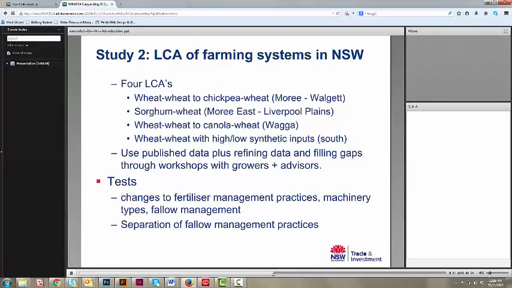This work was done by Sally Muir, who's also from DPI. This isn't my work. She looked at how fertiliser management practices, machinery types and fallow management impacted on greenhouse gas emissions intensity. And she also asked, what are the fallow emissions versus what are the crop emissions, essentially? What's emitted in the fallow period versus the crop period?